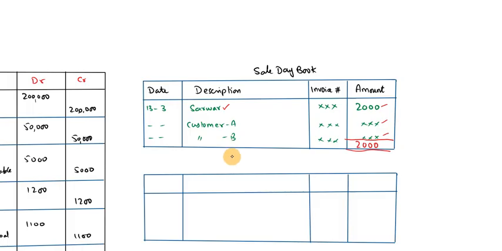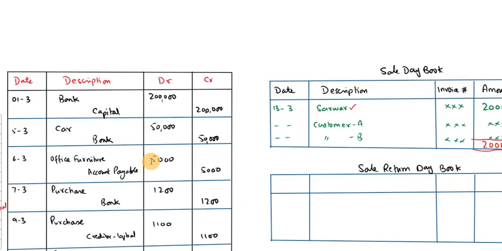So we will make this sale return day book. Now find the sale return. Our only customer is Sarwar, so the return will be made from Sarwar's side. So find whether there is a Sarwar entry in our double entry or not, as a sale return.